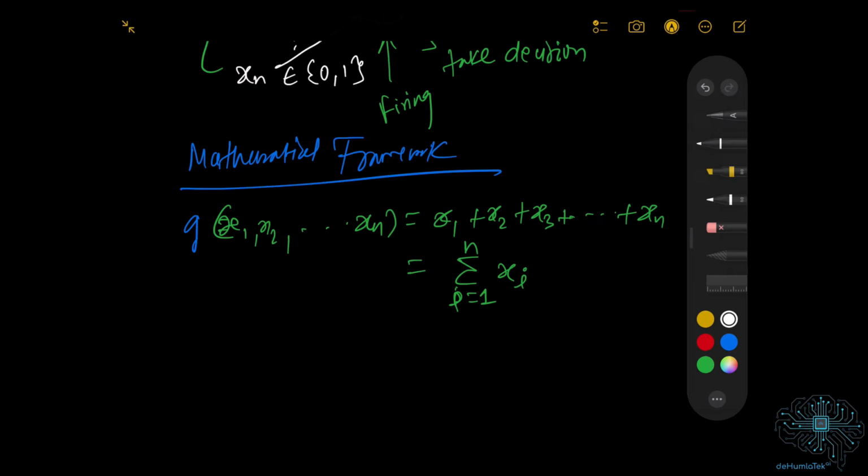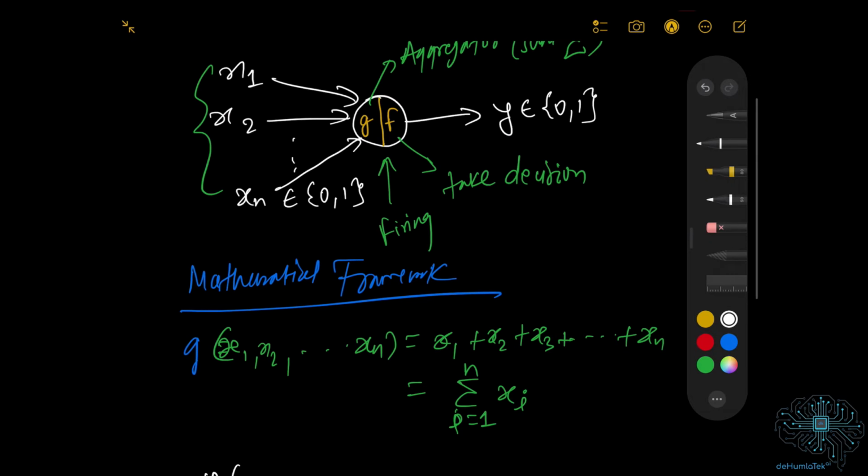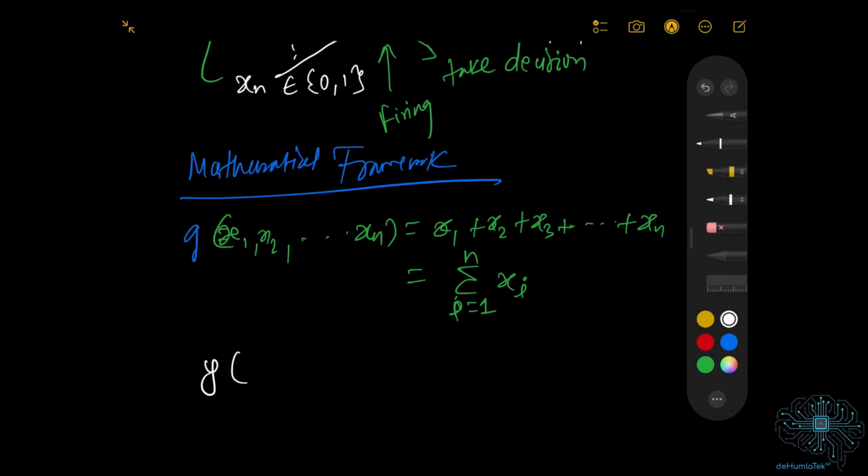Then y will be the output. If the neuron fires, then y will be 1, and if it doesn't fire, then the output will be 0. This firing is decided by this function f, which is a function of g(x). Overall, y will be either 1 or 0, so firing of the neuron or not.